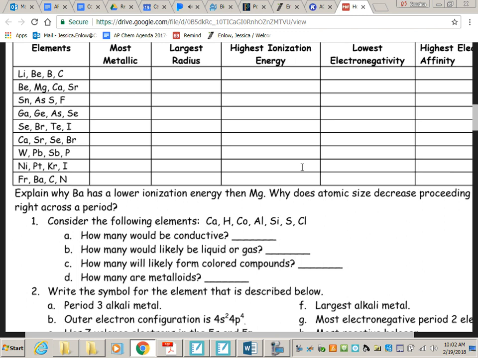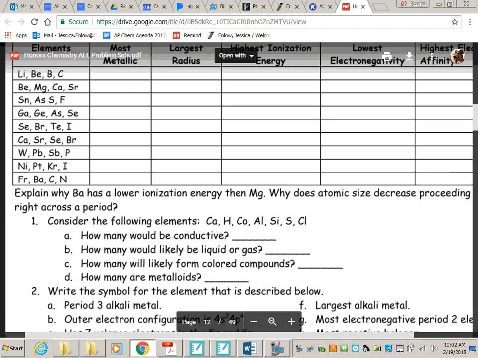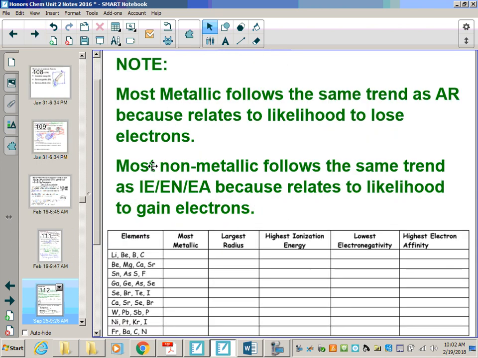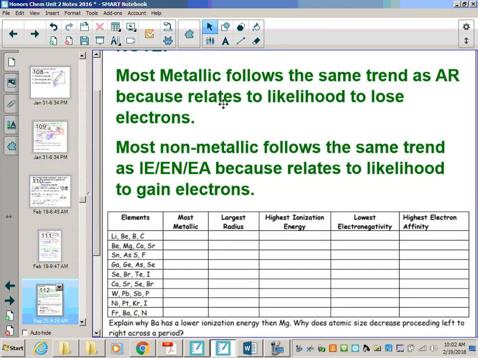So I'll tell you for most metallic, I'll come right back to this. I had a nice periodic table, but I'm going to let you read that first, and I'm going to draw my periodic table.